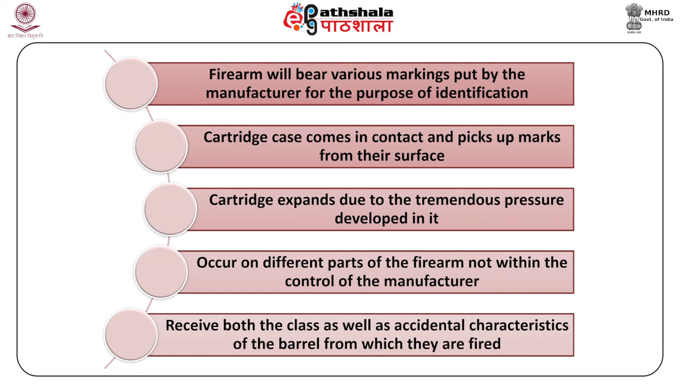The cartridge, which also expands all round due to the tremendous pressure developed in it, comes in intimate contact with the chamber and sometimes may carry chamber marks. There are several other marks which occur on different parts of the firearm not within the control of the manufacturer. These marks are called accidental marks or individual characteristics, which are very helpful in identifying the firearm. Bullets fired through rifled firearms receive both the class as well as accidental characteristics of the barrel from which they are fired. The bullet will not only show the primary markings left by the lands and grooves of the gun barrel, but will also reveal the fine striations in all the marks.